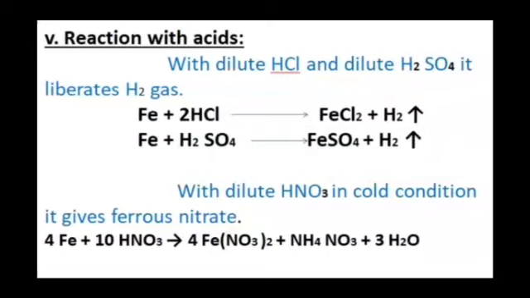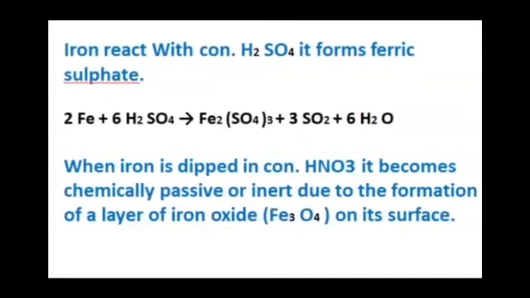Reaction with dilute nitric acid. The equation is iron Fe plus dilute nitric acid HNO3 will give ferrous nitrate Fe(NO3)2 plus ammonium nitrate NH4NO3 plus water H2O. Reaction with concentrated acid, that is concentrated sulfuric acid H2SO4. The equation is iron Fe plus concentrated sulfuric acid H2SO4 will give ferric sulfate Fe2(SO4)3 plus sulfur dioxide SO2 plus water H2O.